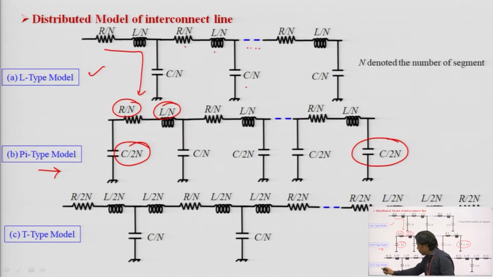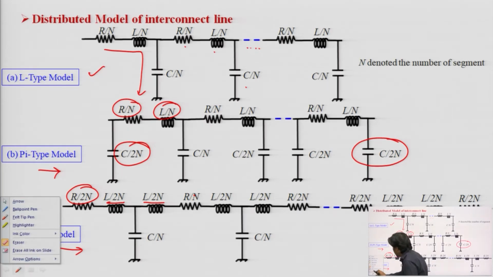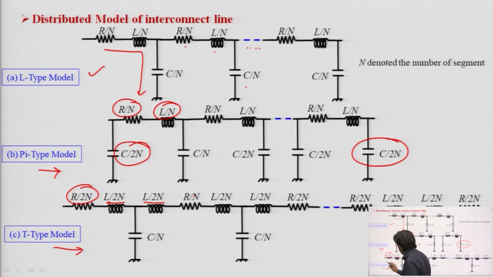Clear. Now, for the T type model, you can see that this one is split. So it should be R by 2n, L by 2n, again L by 2n and R by 2n. So R by 2n and R by 2n together will be R by n. So we have 2 resistances and 2 inductances at this point. So it will have R by 2n plus R by 2n, which is equal to R by n.